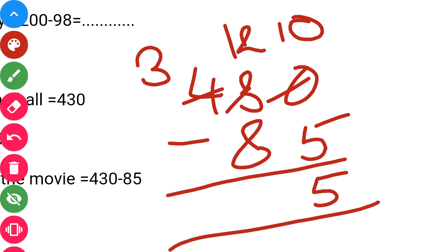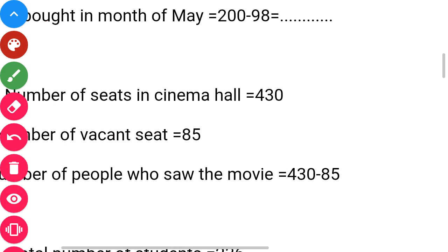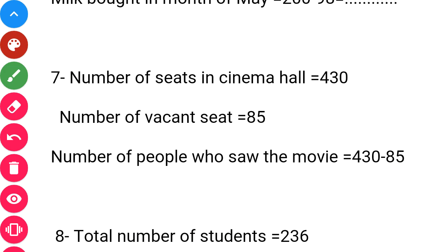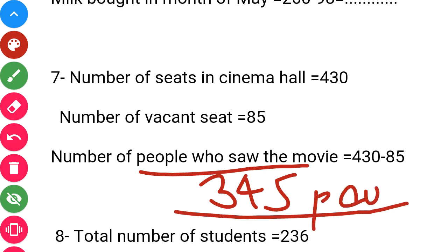Count after 8: 9, 10, 11, 12. We will get 4, and 3 will remain 3. So 345. That means on that particular day, 345 people saw the movie. Okay, 345 people.